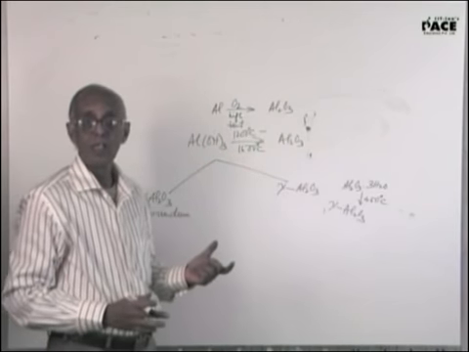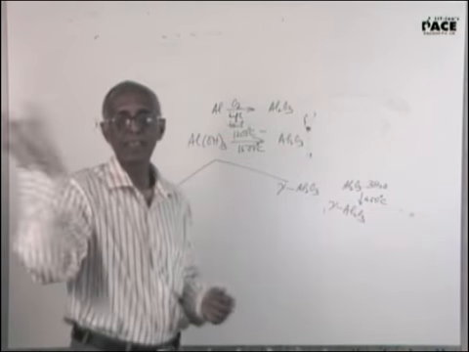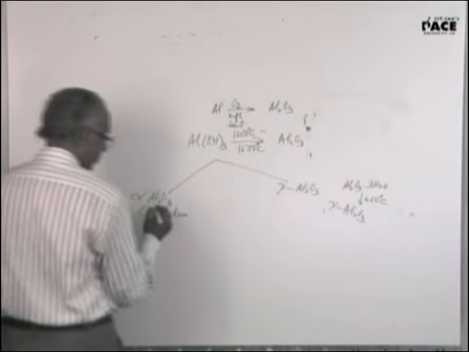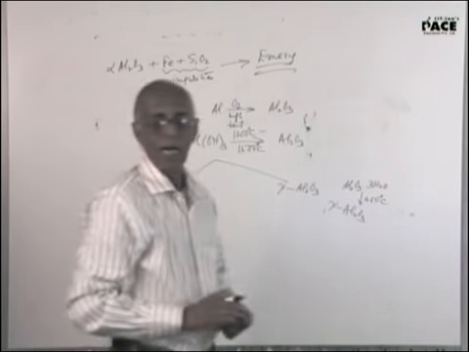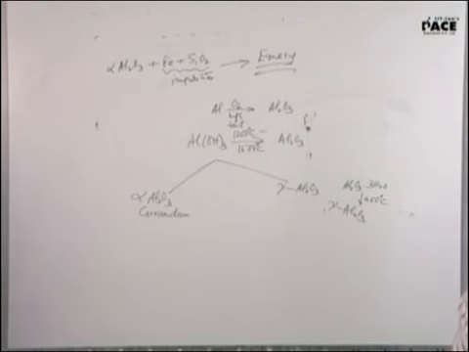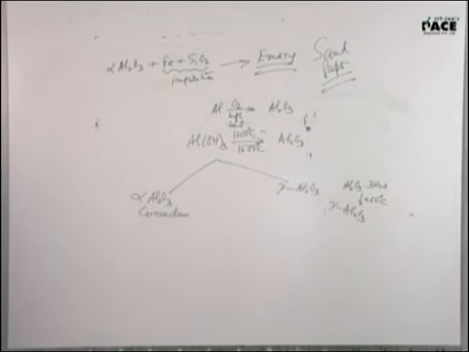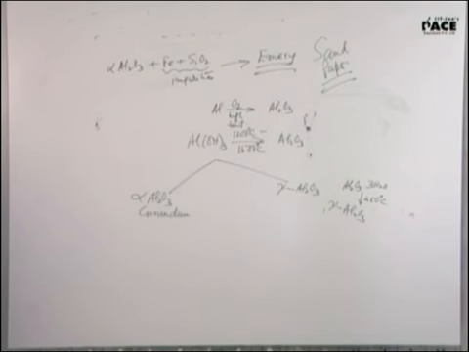Alpha alumina is the most stable form of aluminium oxide. So when you heat gamma alumina to high temperature, it will change to alpha alumina. Alpha alumina gives rise to a species called emery. Alpha alumina with iron and sand as impurity is called emery. And you know what is emery? No, sir. You know. Yes. So the sandpaper is nothing but emery paper. And emery is nothing but alpha alumina with iron and silica as impurity.